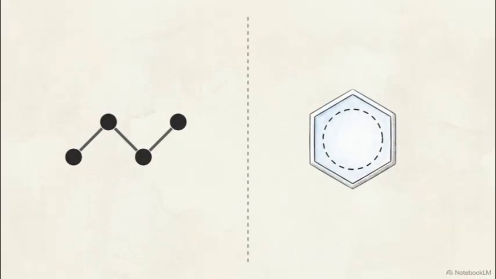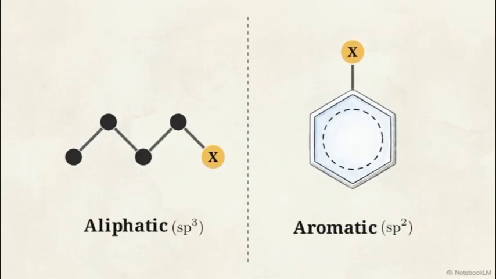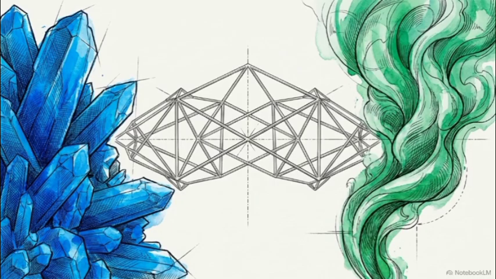We can apply this analysis to two major classes of molecules: aliphatic haloalkanes, which form straight or branched chains, and aromatic haloarenes, built on closed benzene rings. Whether a compound forms a volatile gas or a dense solid, or whether it yields to a chemical attack or repels it, is determined entirely by its subatomic geometry.